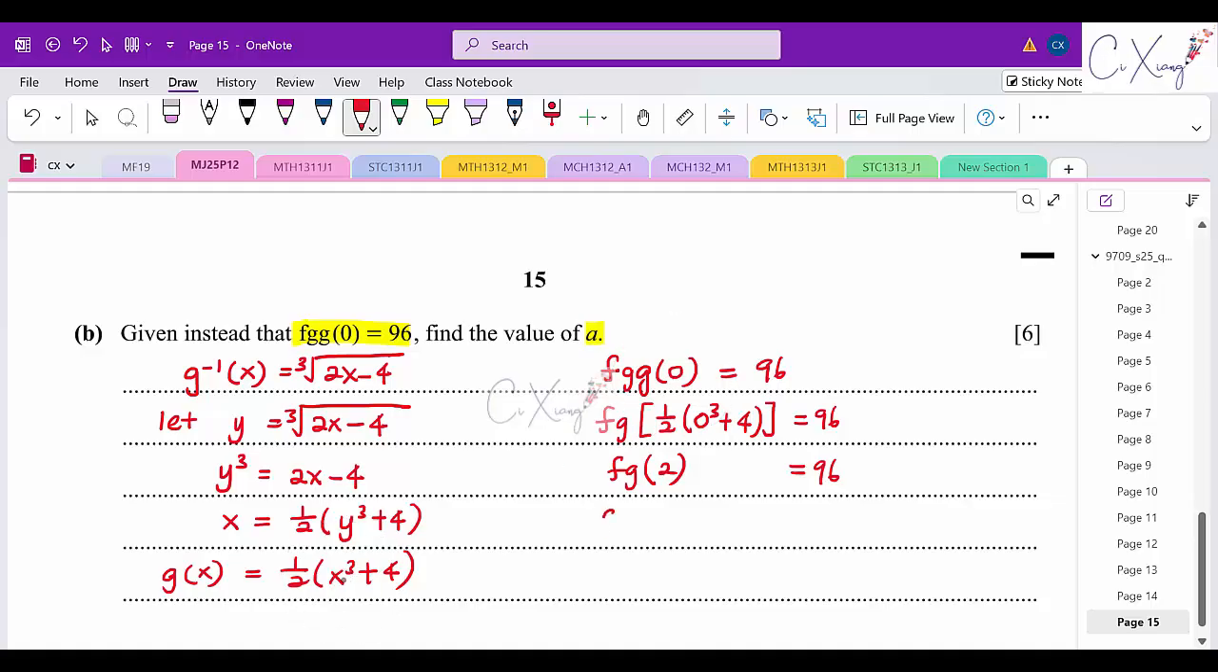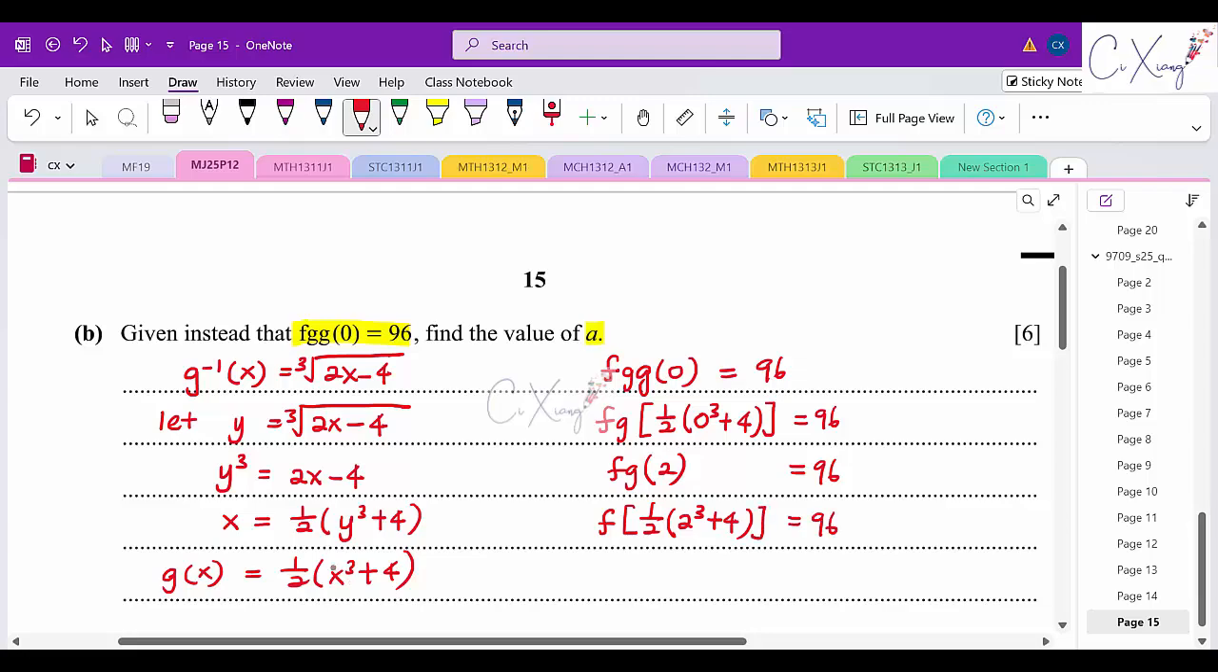Okay, after you get the 2, then again, I have to substitute the 2 inside my g(x) equation, where I will have half, then 2 power 3 plus 4. You are putting the x as the 2, right? Then plus 4 equals 96. Again, try to simplify the value at this part first. So 8 plus 4 is 12, 12 divided by 2, you have 6. And now you have f6 equals 96.